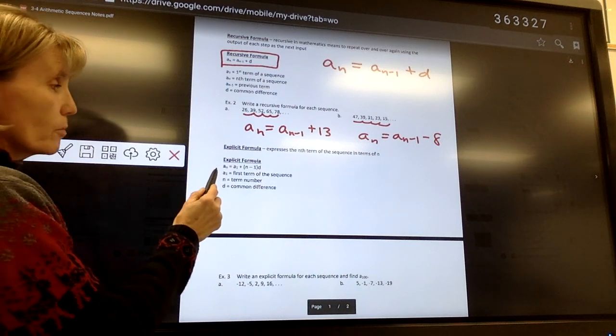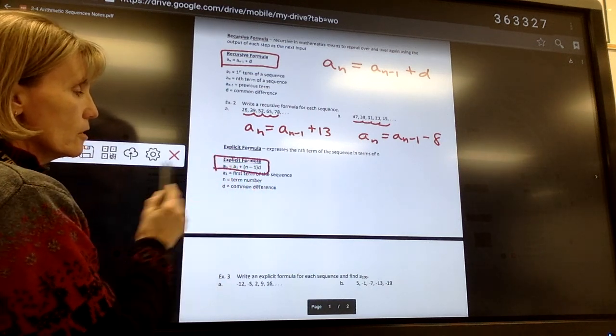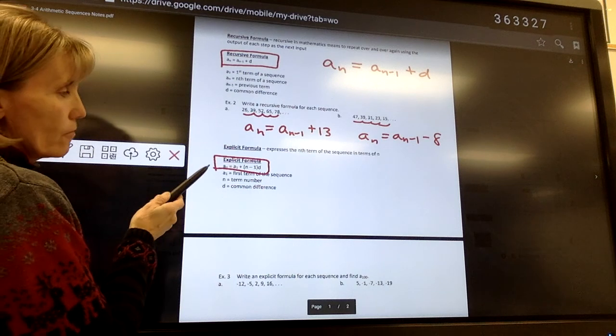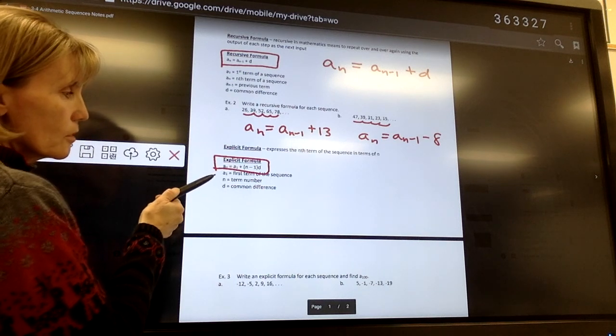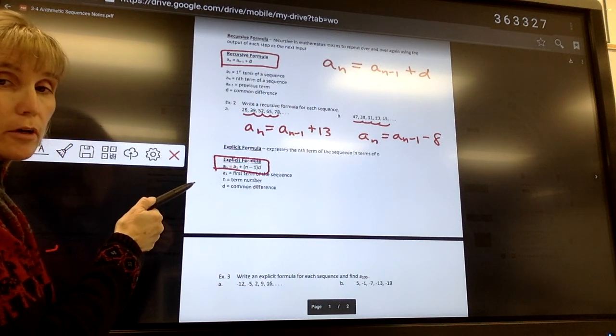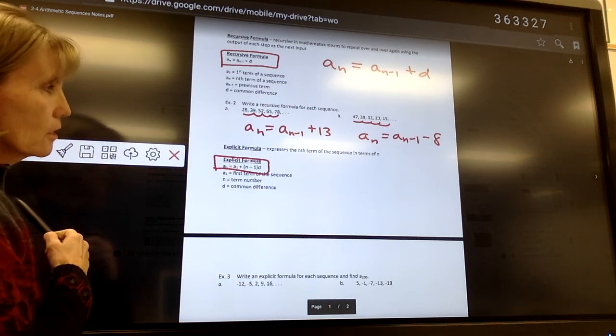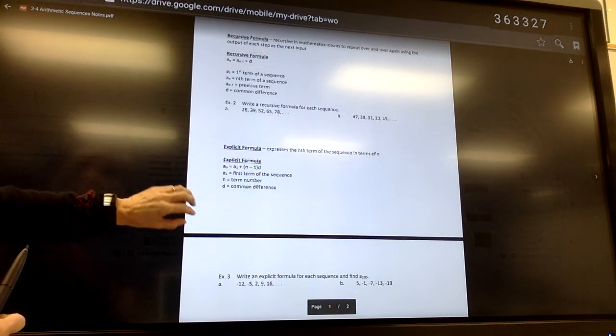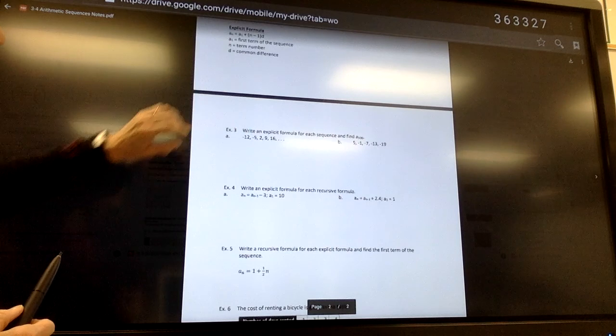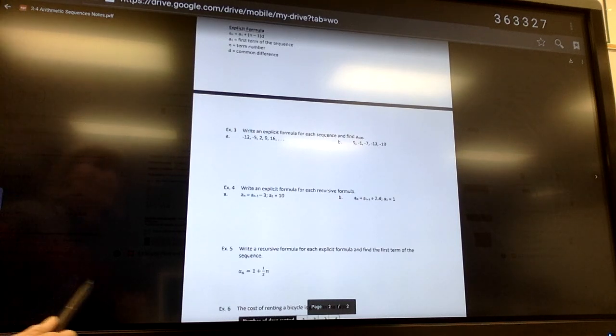For the explicit formula, you have a different formula that you're using. It's given right here. And for that formula, you need to know the first term of the sequence, the number term you're looking for, and the common difference as well. I'll leave that up so we can see both of those.